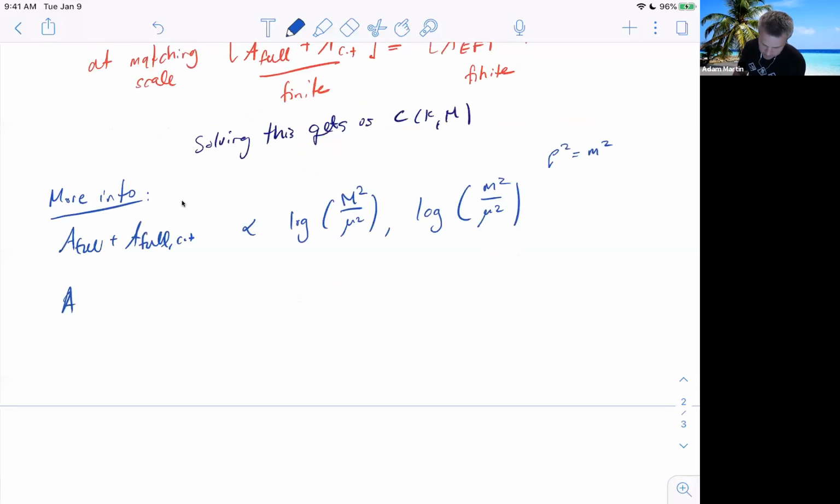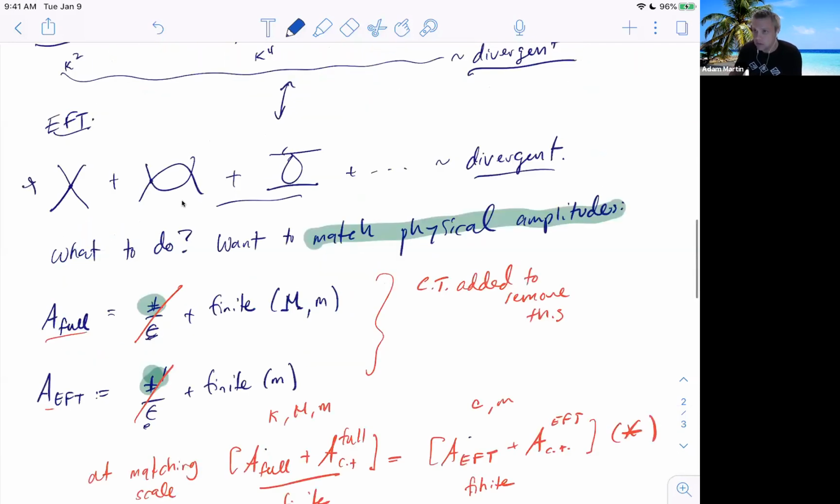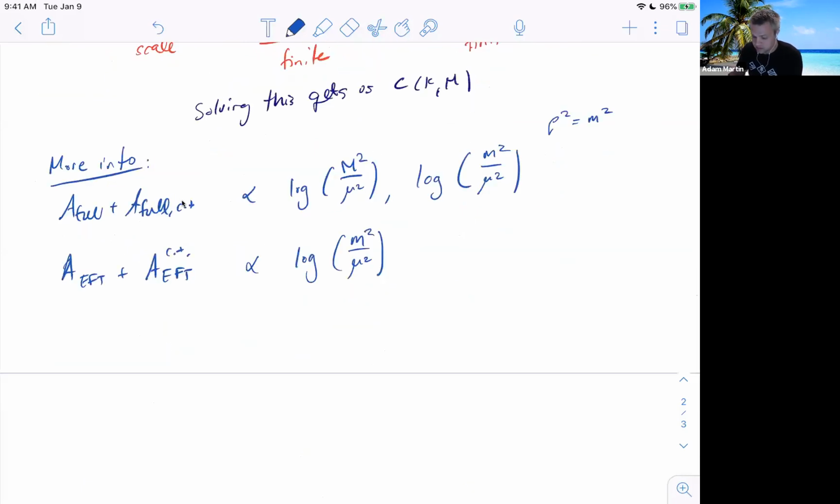In the EFT, well, this guy can only have this kind of log in it, right? The only state that's going around those loops is the fermion, which has mass little m. It can't have that big M in it. It's not in the theory by design, right? This guy can only have the propagating degrees of freedom. Capital M isn't one of those. So the full theory can depend on some stuff. The effective theory can depend on fewer things.